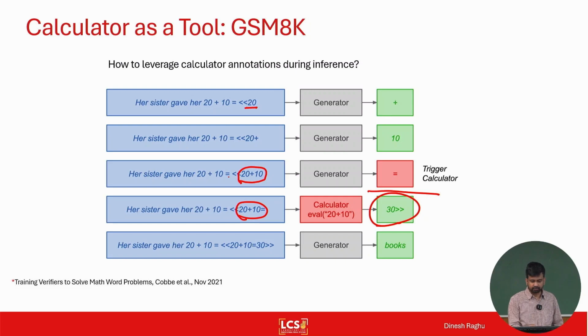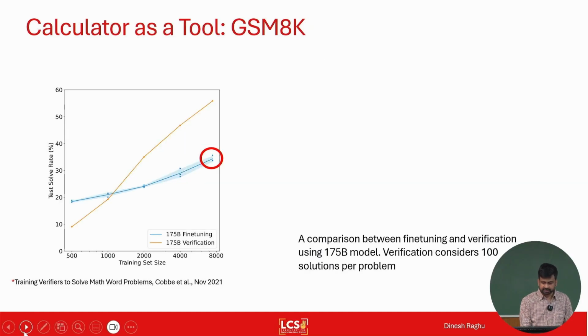And the only change that they have to make is, instead of saying equal to 30 directly, the model has to learn to not predict the output by itself, but rather just generate the expression for which it needs the output. So that's what you're teaching the LLM, right? So let's see what happened, right?